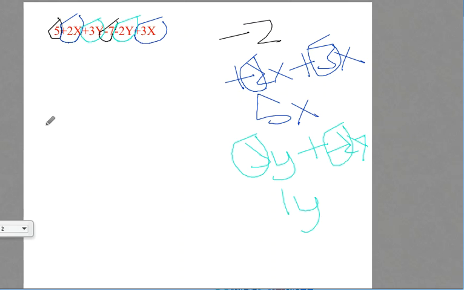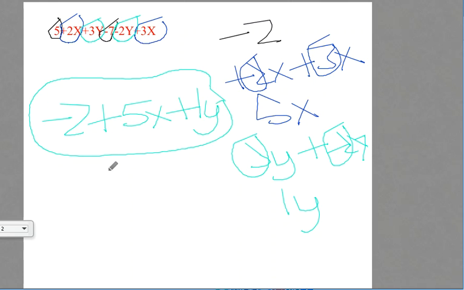Now we need to write our completed expression. So negative 2 plus 5x plus 1y. That's how we simplify the expression.